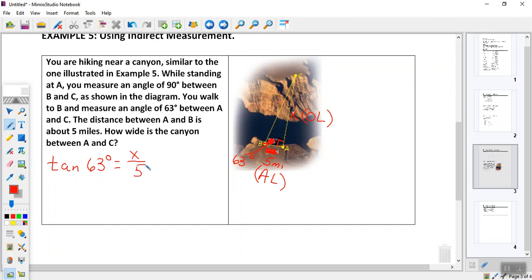Okay, so this is where we get into our calculator. Do you guys remember how many places I wanted you to go on trig functions yesterday? 4. And always put that decimal over 1. All right, so talk to me. Tangent 63, friends. 1.9626 all over 1. That's going to equal x over y here, kids.